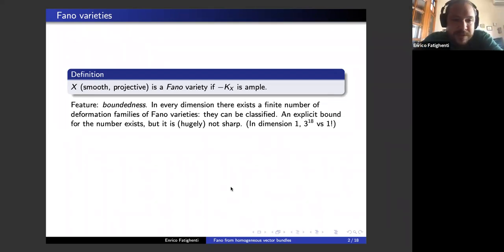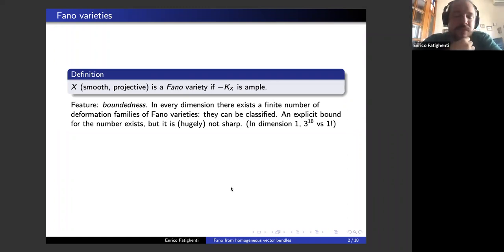If we restrict to this particular choice, we have a very important feature of Fano varieties, which is their boundedness. This is a well-known property, and it simply means that for any fixed dimension, we have a finite number of deformation families of Fano varieties, so Fano varieties up to deformation. And so, of course, step 0 for anyone who works on Fano varieties is to attempt to classify them.